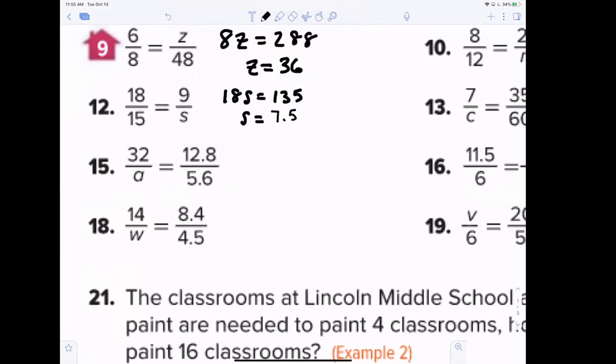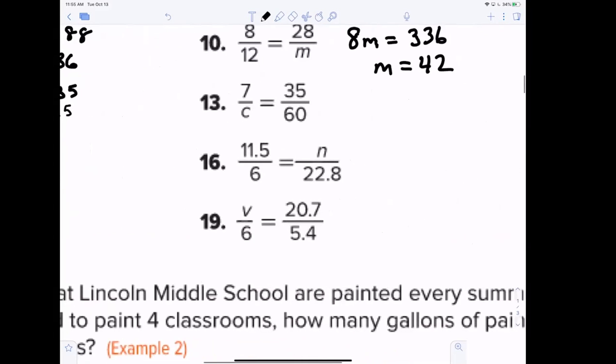All right. Jolie, go. 35c, 35c, 35c. And then 7 times 60 is 420. Divided by 7. Divided by what? Divided by 35. You're supposed to tell me if you're having trouble.